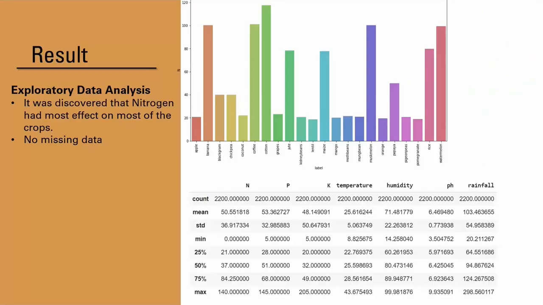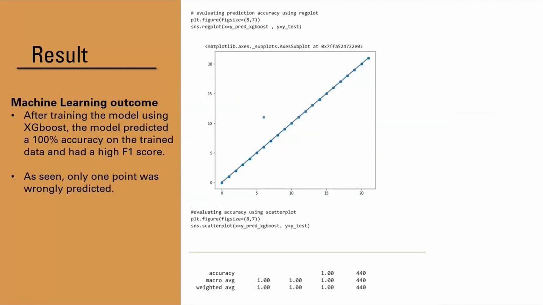Before starting off the machine learning, I did a quick exploratory data analysis, which showed that nitrogen had the most effect on all the crops on the farm. Fortunately, there was no missing data. As we can see, the machine learning outcome had 100% accuracy, and just 1 point was wrongly predicted.